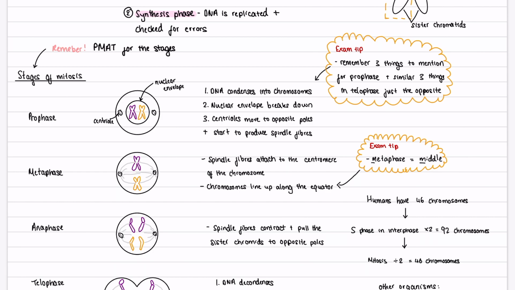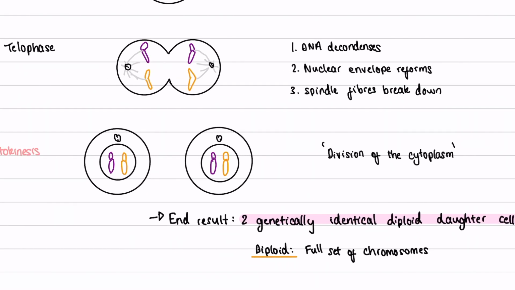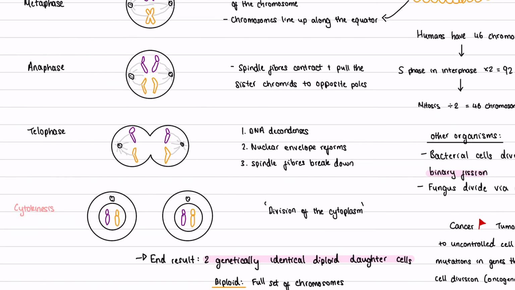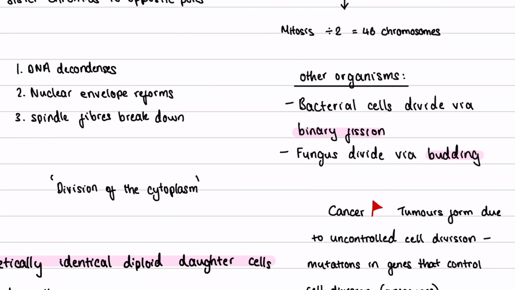After mitosis is cytokinesis, which means the division of cytoplasm. So this will separate the 2 cells from each other. The end result of mitosis is the formation of 2 genetically identical diploid daughter cells. Diploid just means a full set of chromosomes. Other organisms produce genetically identical cells, but the way they divide is different. Bacterial cells divide using binary fission, and fungus divide by budding.